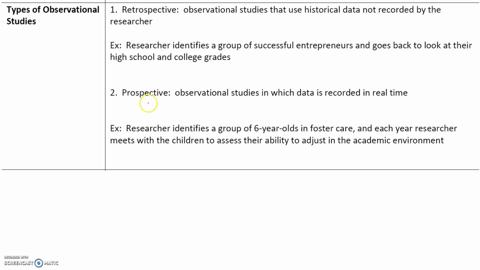A prospective study, these are observational studies in which data is recorded in real time. So the researcher is actually recording the data. As an example, a researcher identifies a group of 6-year-olds in foster care, and each year the researcher meets with the children to assess their ability to adjust in the academic environment. In this study, the researcher himself or herself is recording the data. That's why this is a prospective study.